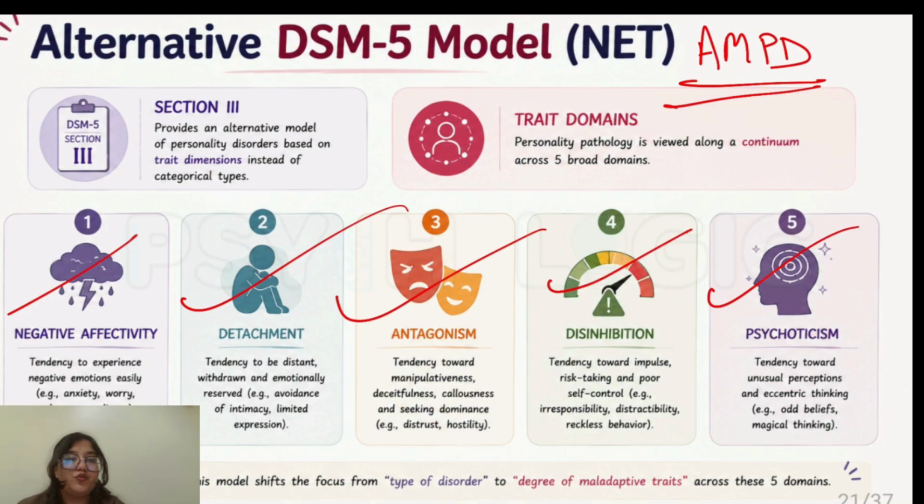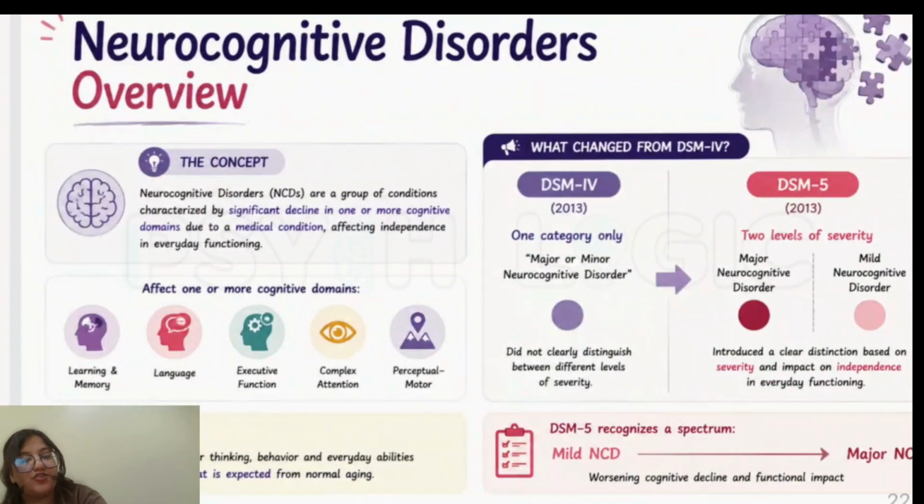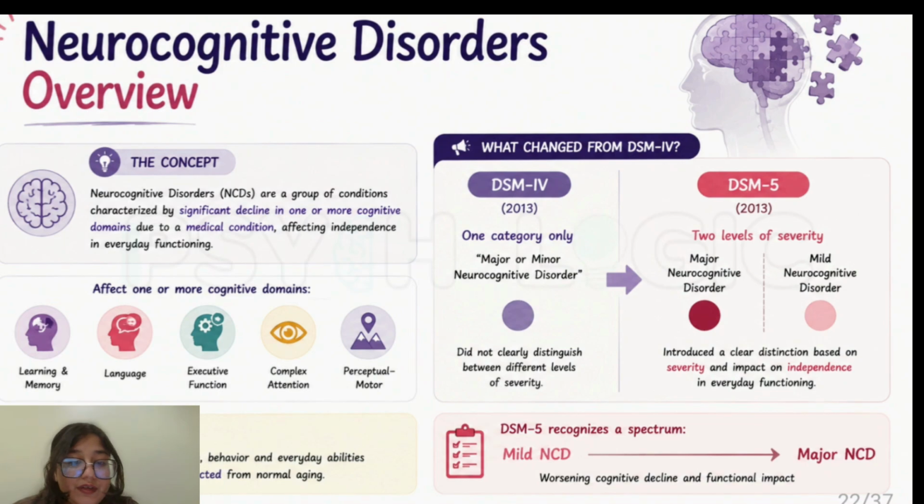So just remember that there are two components. The first one is level of personality functioning. The second is pathological personality traits, where we have negative affectivity, detachment, antagonism, disinhibition, and psychoticism. With this, we'll move on to neurocognitive disorders.